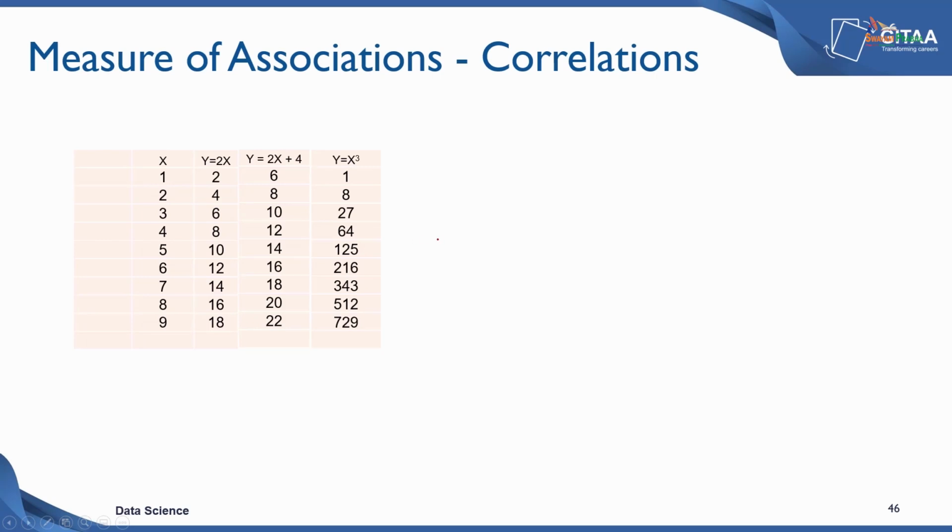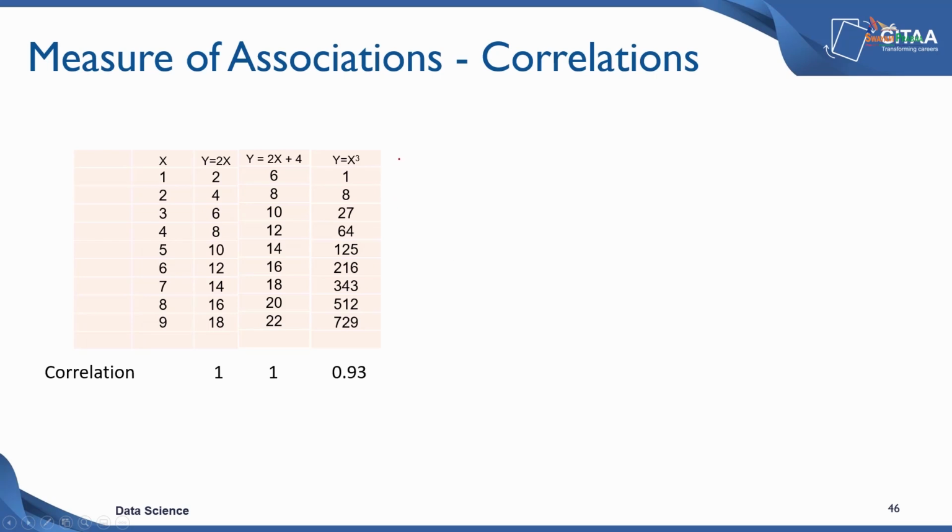Can you make a guess about what kind of correlation is likely to exist between x and y when y is equal to 2x, when y is equal to 2x plus 4, and when y is equal to x cube? The numbers suggest that there is a perfect correlation here, there is a perfect correlation here, and there is a very high correlation here, but it is not 1. It's not perfect.